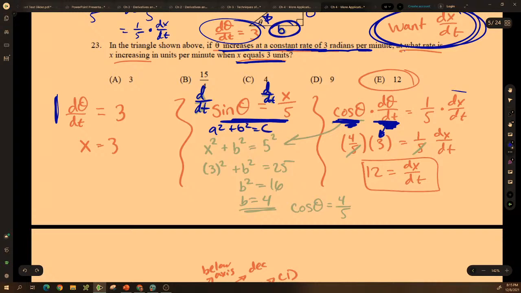We know that a is x, which is 3, and c is 5. So we get b is 4. Once I get that, then I can do the adjacent is 4 over the hypotenuse is 5. And I can plug in 4/5 in for cosine of theta. So 4/5 times 3 equals 1/5 dx dt. I got rid of the 5's in the denominators. Both sides have a denominator 5, you can cancel it out. 4 times 3 is 12.